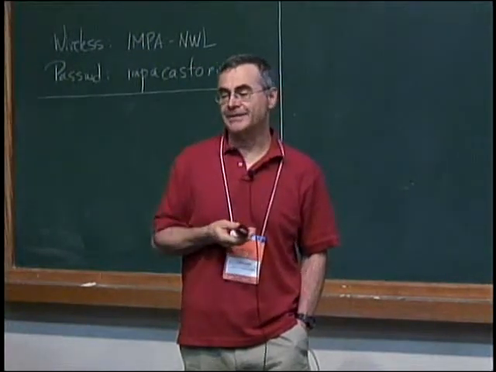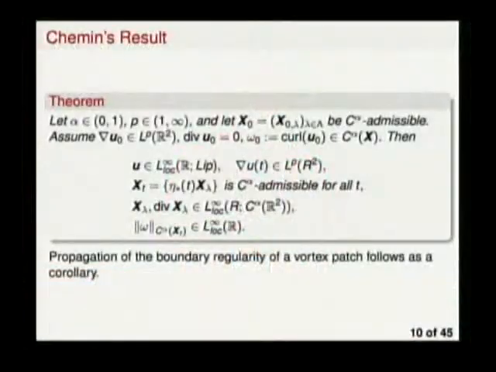Well, that's what the next line is saying. And the vorticity remains smooth in the sense it's in C alpha of xt. So it's smooth modulo these vector fields. Okay? So how to interpret a result, it's a little bit hard to actually as well. I'll talk about that in a minute. Okay? All right, and then it turns out that the propagation of the smoothness of the boundary of regularity of a vortex patch is a corollary of Chemin's result. And we'll see why that is in a minute.